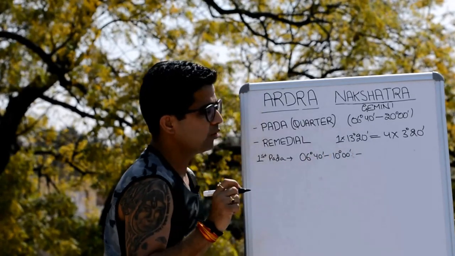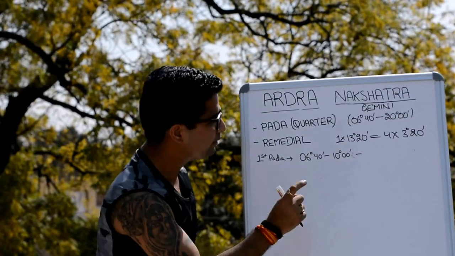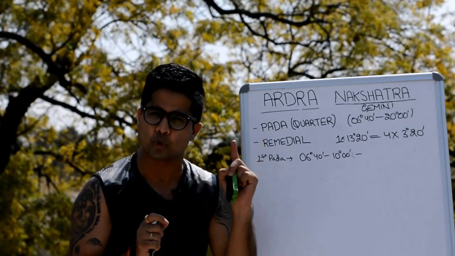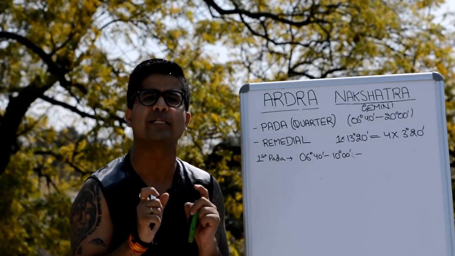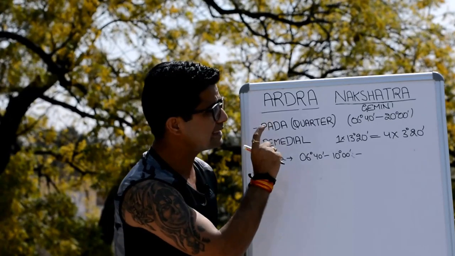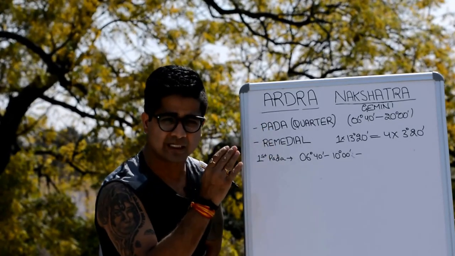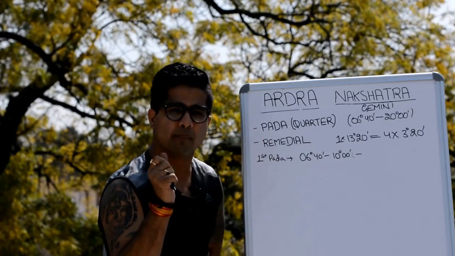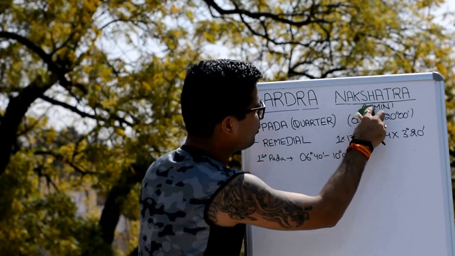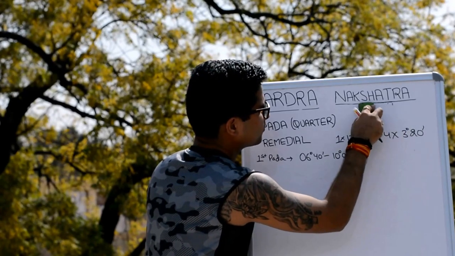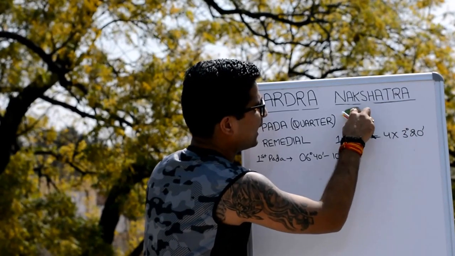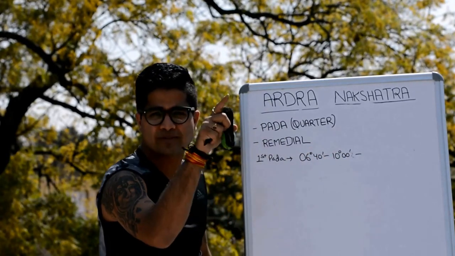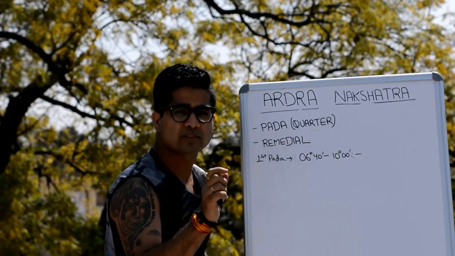Now comes the question, what kind of influence or energy will we find over here? I have already taught you that it's very simple. All you need to do is follow the cycle of the 12 zodiac signs. Because it's nakshatra number 6 in the sequence and just previous to it was nakshatra number 5, we first have to understand how many counts we have completed of the 12 zodiac signs.